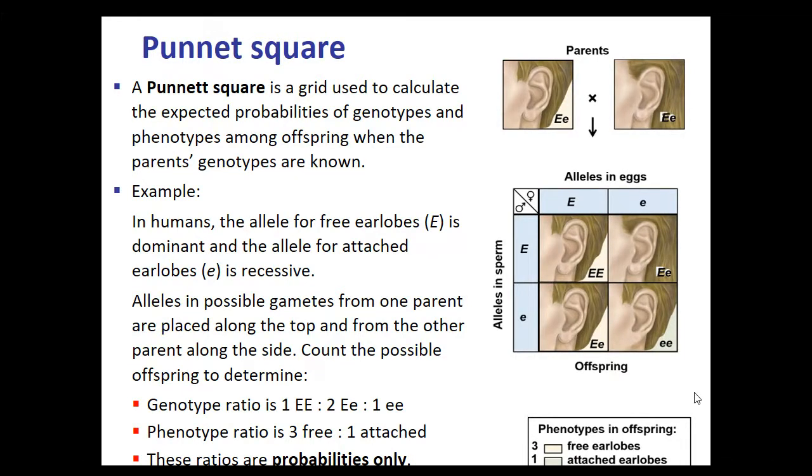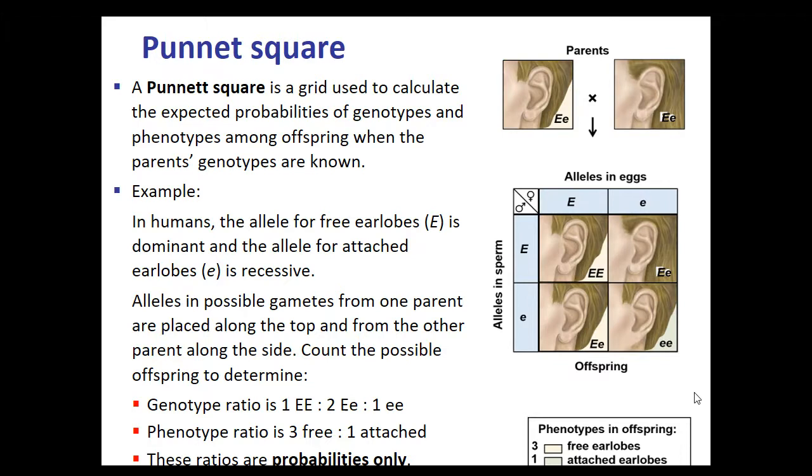But these are the alleles in the eggs that this mother produces. Half of her eggs will have a big E, half will have a little e. Same with the father. Half of the sperm will have a big E, half will have a little e. If this mother's genotype was big E big E, then we put a big E here and a big E here. Whatever their genotype is, you just put one letter here and the other letter here. So then you just combine the rows and columns.